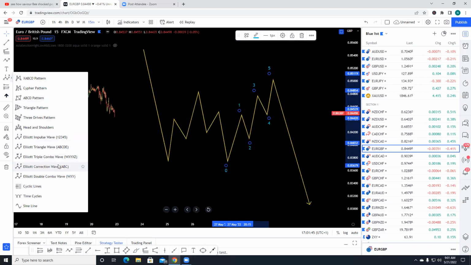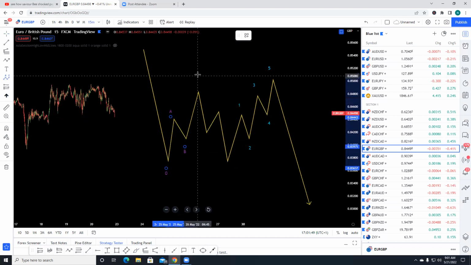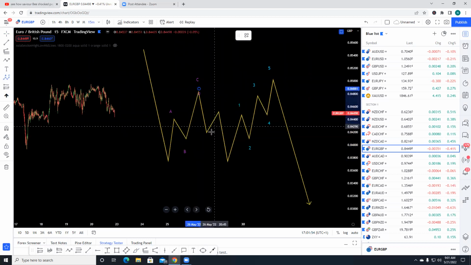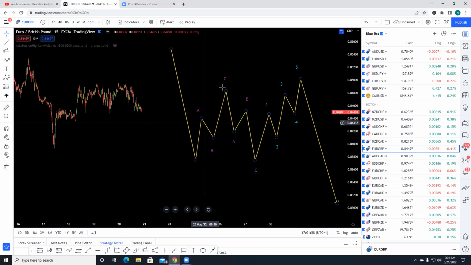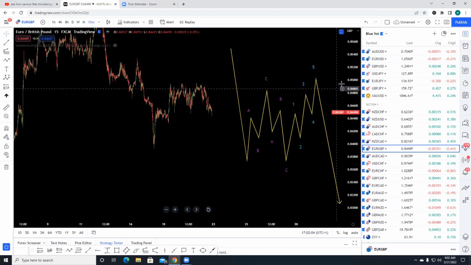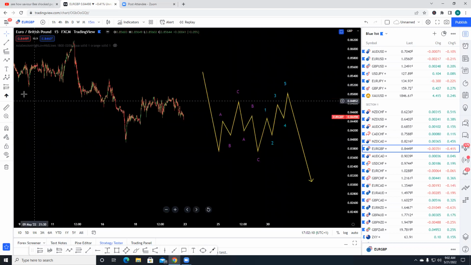A 3-wave structure is never labeled 1, 2, 3. It's rather labeled A, B, and C, and then this one is labeled A, B, and C. But then you have 3 waves here, 3 waves here, and 5 waves here, and then you have a move to the downside. This is another example, and this is a 3, 3, 5 structure of a flat corrective structure.